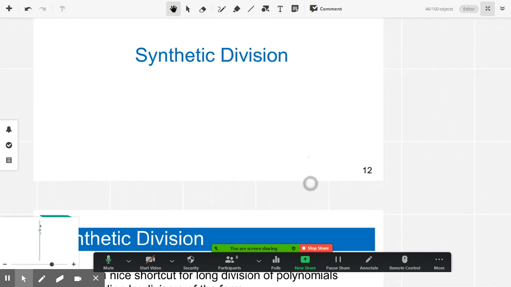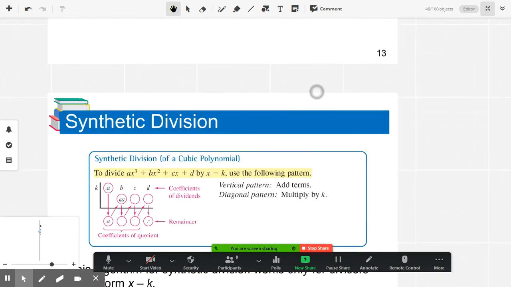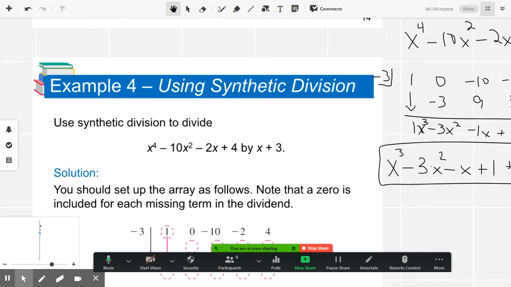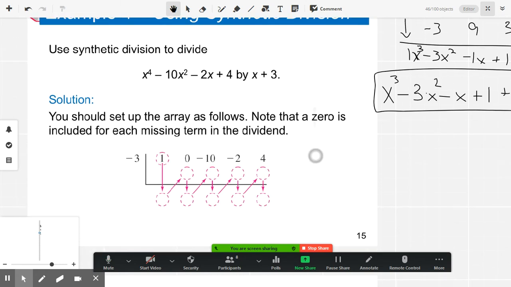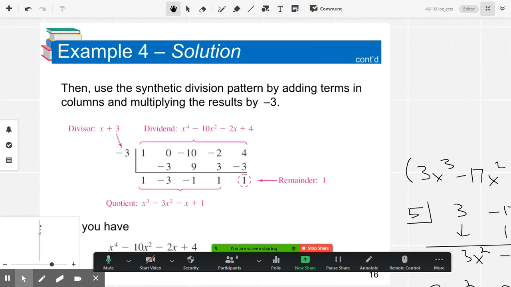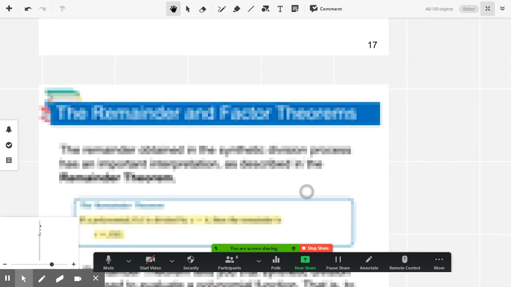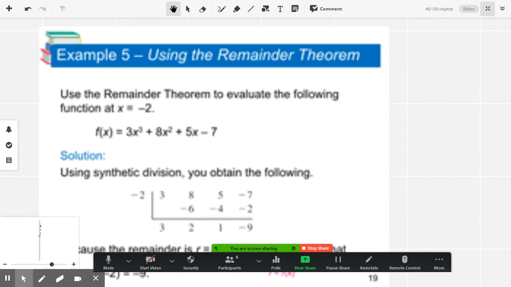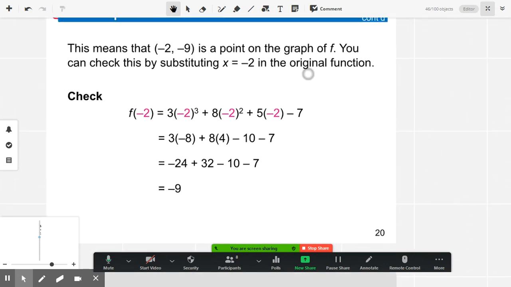Now, here's the last thing. What do we do if we have this big long polynomial, and we can't tell by the graph and they haven't given us any of the factors? Okay, and that is where, well, let me get to it. We'll skip over the remainder theorem.